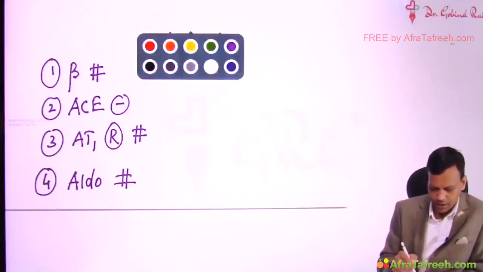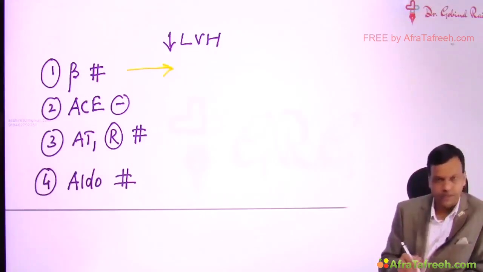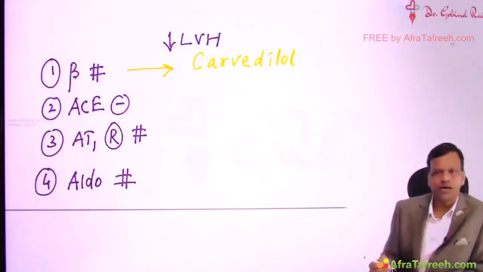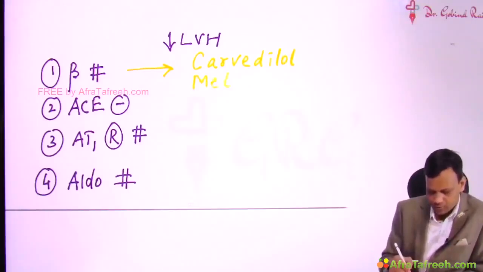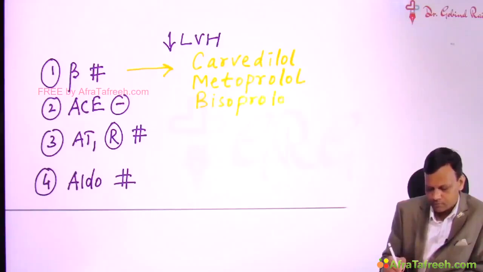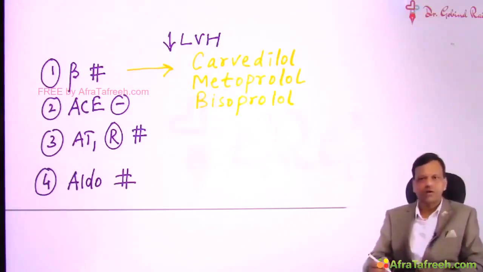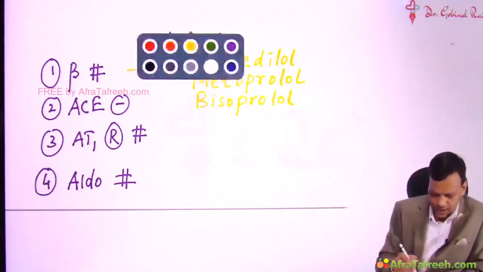Beta blockers, their names end with LOL. So the main beta blocker used in congestive heart failure, the most commonly used one, is carvedilol, and two more are indicated in congestive heart failure. These include metoprolol and bisoprolol. So only 3 beta blockers are approved in congestive heart failure. These are carvedilol, metoprolol and bisoprolol, and these can decrease mortality.